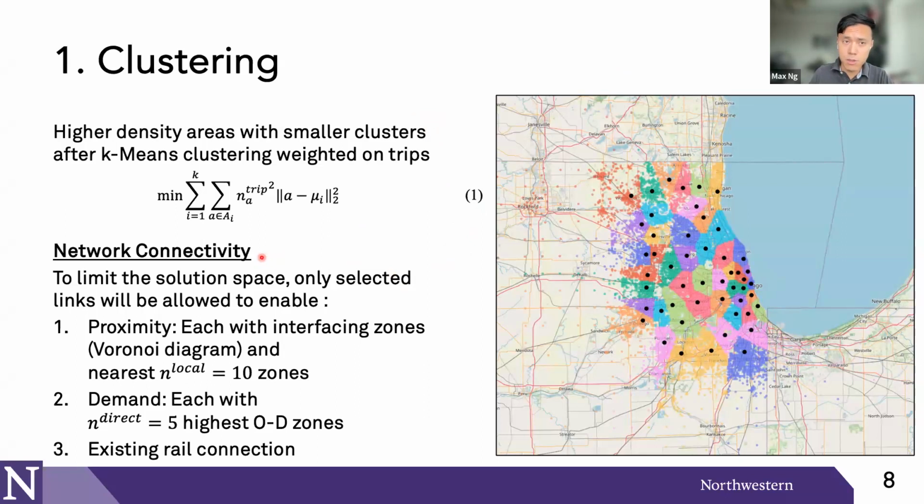And also we have to consider the network connectivity, because with just 50 zones, if we consider all the OD pairs within these 50 zones, there will be a huge solution space. And therefore, we limit that by only considering a certain number of OD pairs. For example, each zone is allowed to connect to the adjacent zones, to connect to the highest OD demands, or if they have an existing rail connection in the current network.